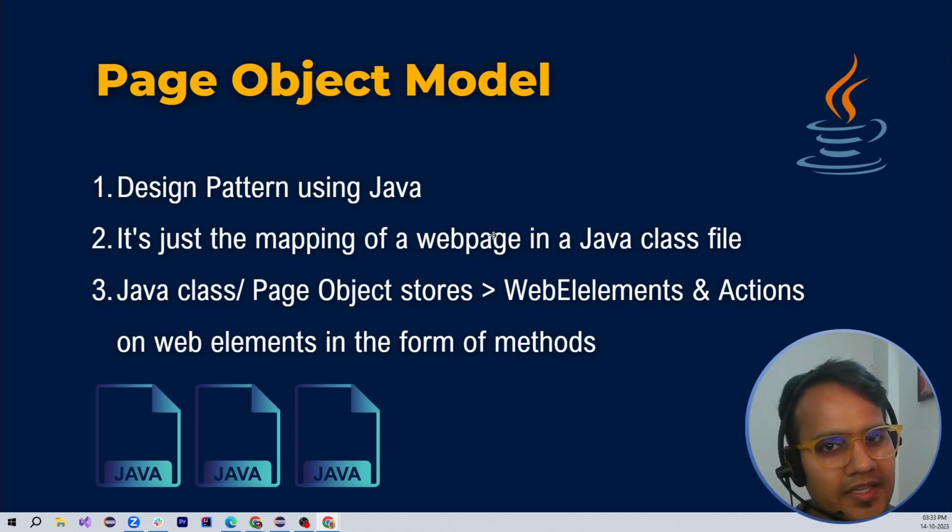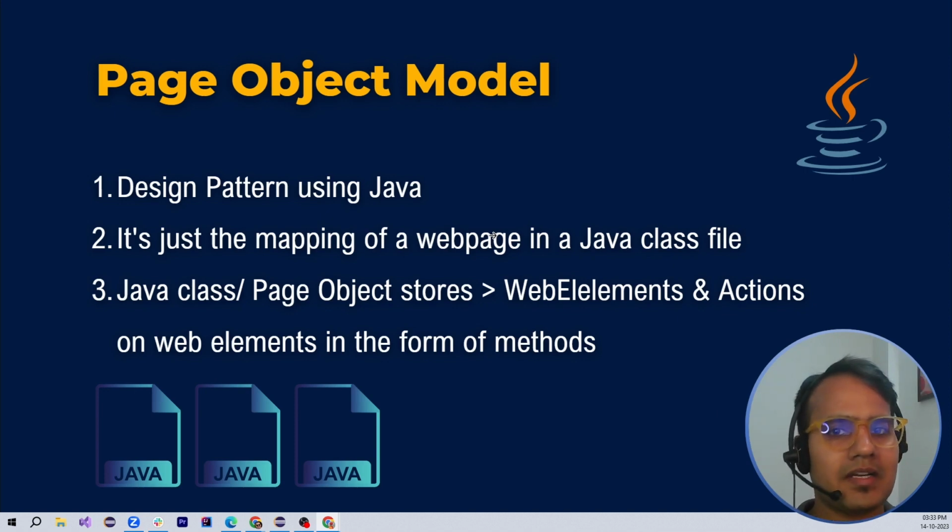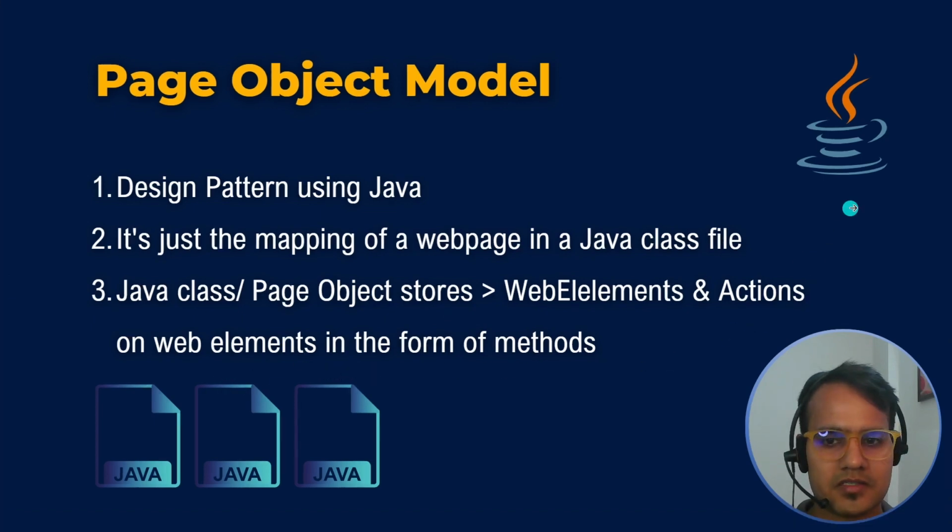So okay, each web page is going to be used as a Java object. In that format, if we are writing code, that means it is a page object model. So a Java class or page object stores web elements and actions on web elements in the form of methods.